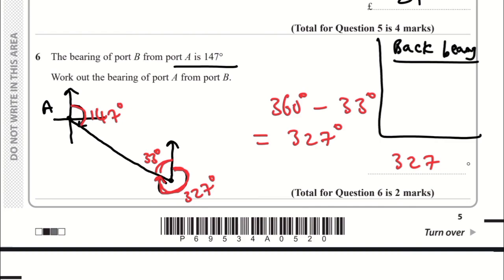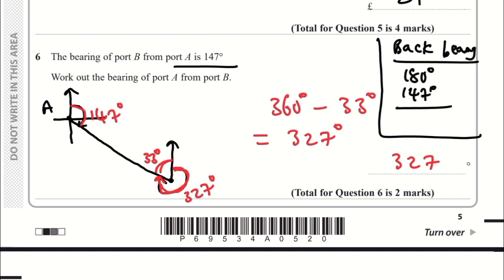Now this is the rule. If the bearing is not up to 180 degrees, to get the back bearing, you have to add 180 degrees to that bearing. If the bearing is more than 180 degrees, to get the back bearing, you have to subtract 180 degrees from that bearing. Look at this. In this case, this is 147 degrees. It is not up to 180 degrees. So to get the back bearing, you have to add 180 degrees to 147 degrees.